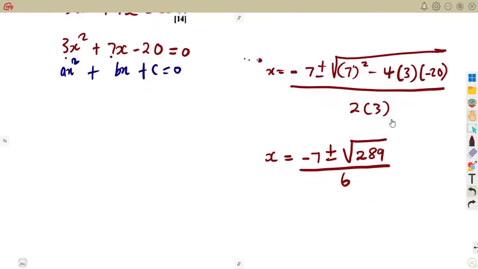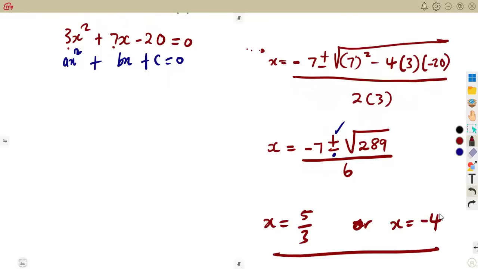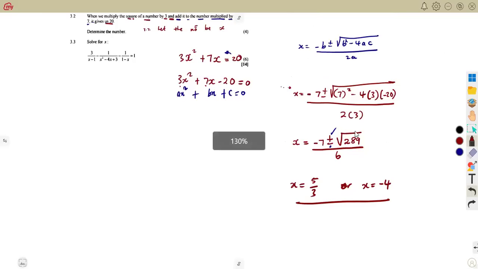So separating these, guys, we can now have our two answers. From the positive, we are going to have 5 over 3. From the negative part, we are going to have our x as negative 4. So these were the possible values of the x that is being represented there, the x that is being given as a normal number.